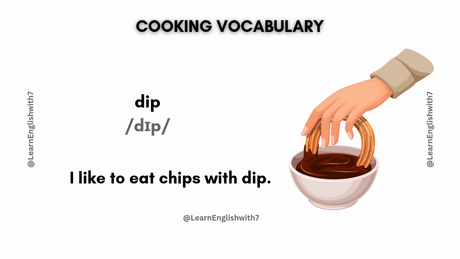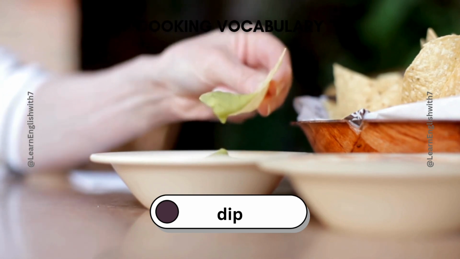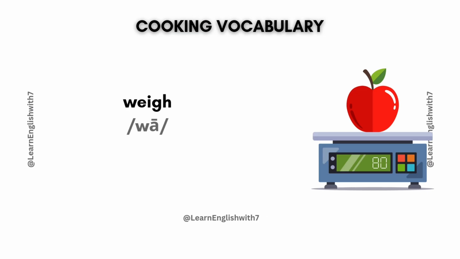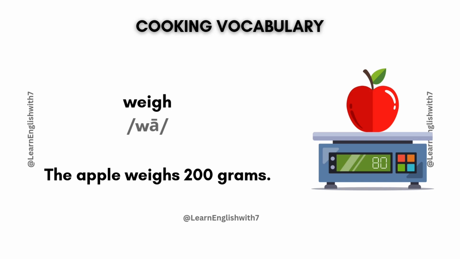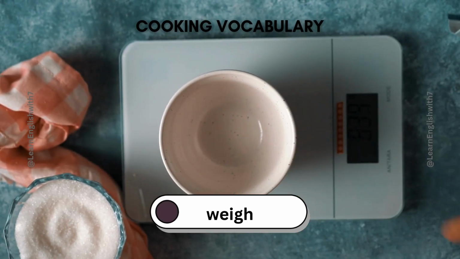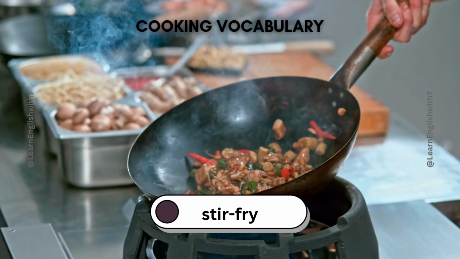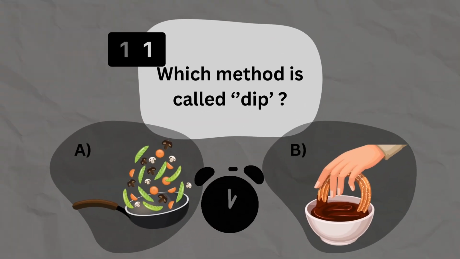Dip. I like to eat chips with dip. Weigh. The apple weighs 200 grams. Stir fry. I will stir fry some vegetables. Quiz time question 11. Which method is called dip?